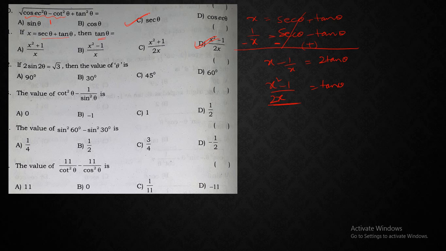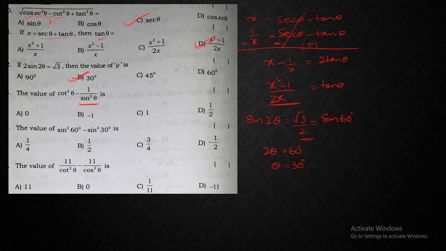Next, 2 sin 2 theta is equal to root 3. So from this, sin 2 theta is equal to root 3 by 2. So where will you get root 3 by 2 in sine? It is nothing but sine 60 degrees. So clearly 2 theta is equal to 60 degrees, theta is equal to 30 degrees. So the answer is 30 degrees.